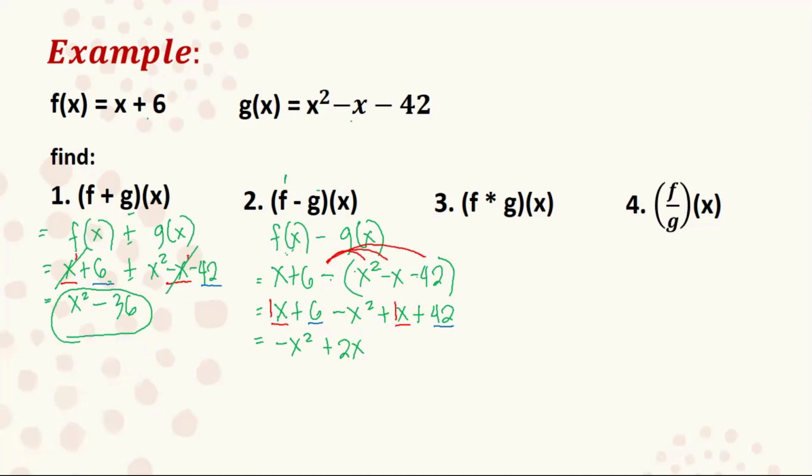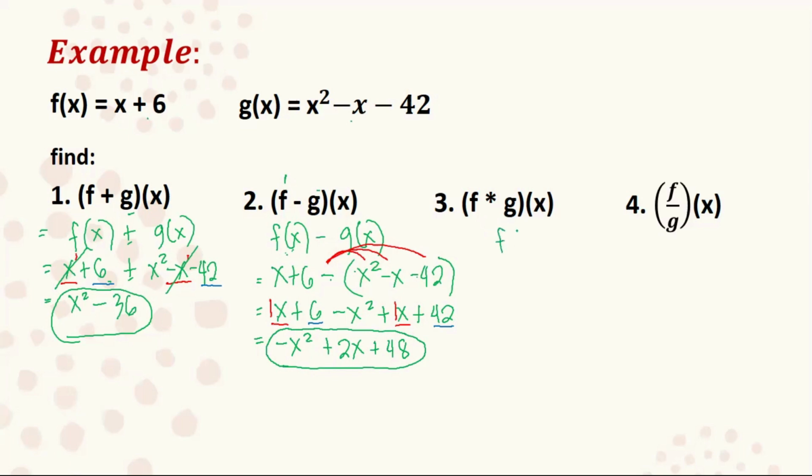Then lastly, 6 plus 42 is positive 48. So since wala naman ang pwedeng i-combine dito, this is now the final answer. Okay, I hope it's clear to you. Sana nakakasabay pa. Let's have number 3.